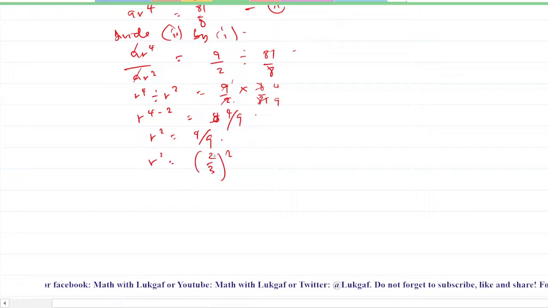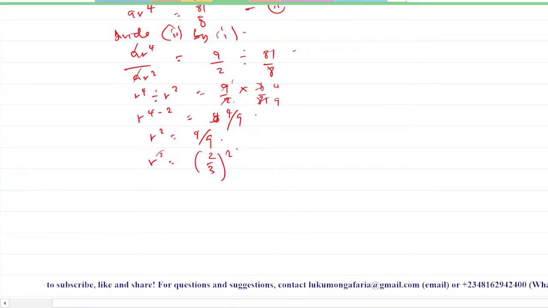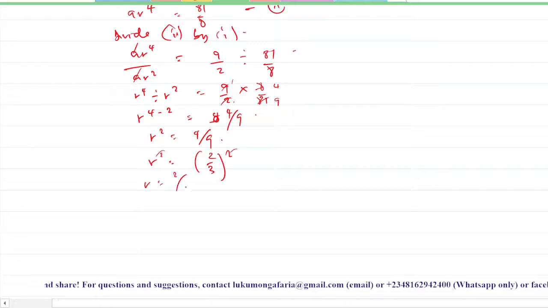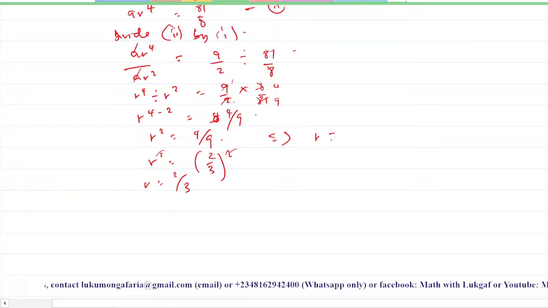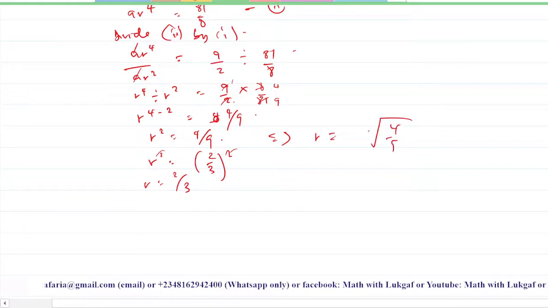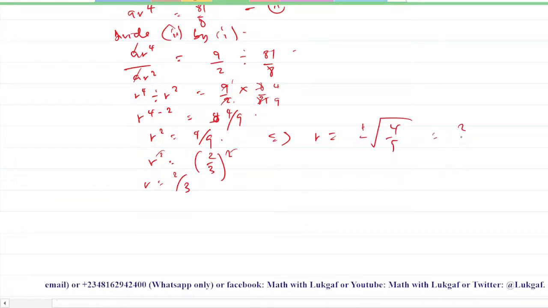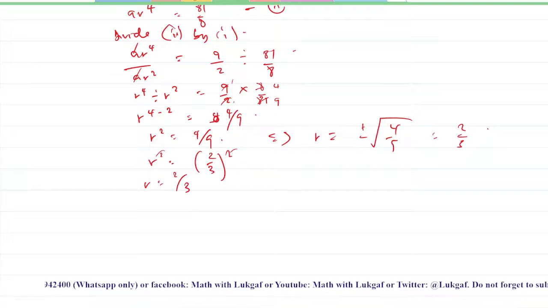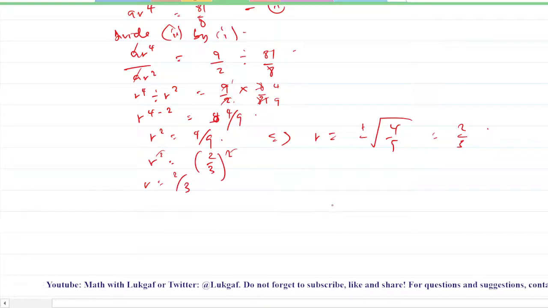Because when you square 2, you are going to have 4. When you square 3, you are going to have what? 9 as well. So if you equate the index, then your r is 2 divided by 3. An alternative way of doing this is to just take the square roots like that. That's what we've done. You understand now? So your r is equal to 2 over 3, or you can just say plus or minus 2 divided by 3.